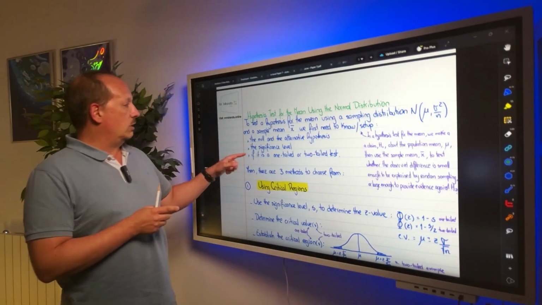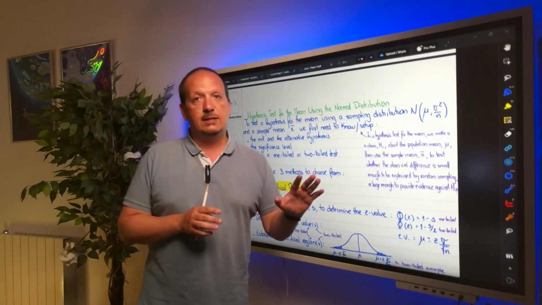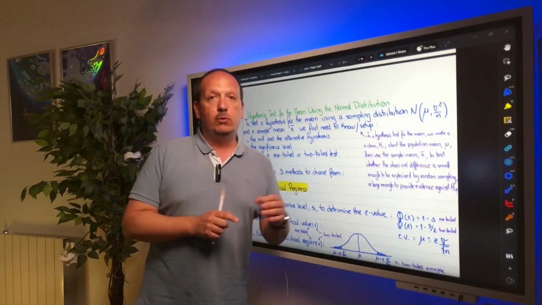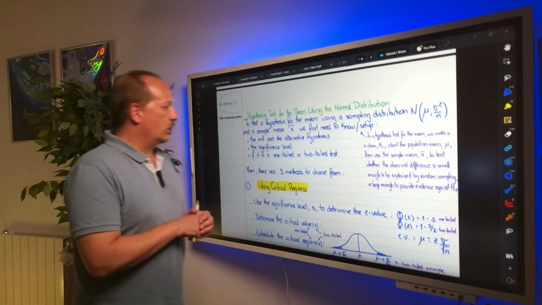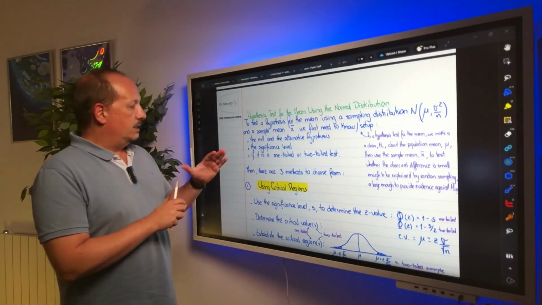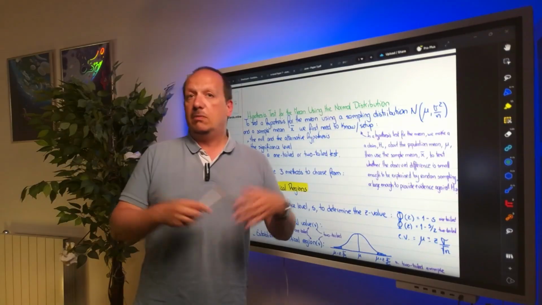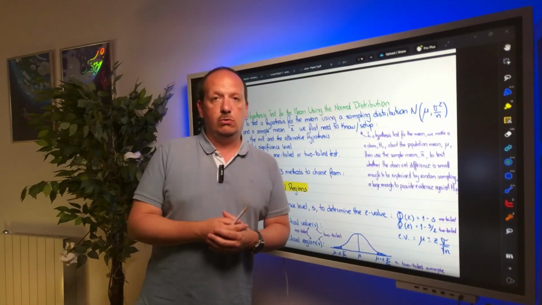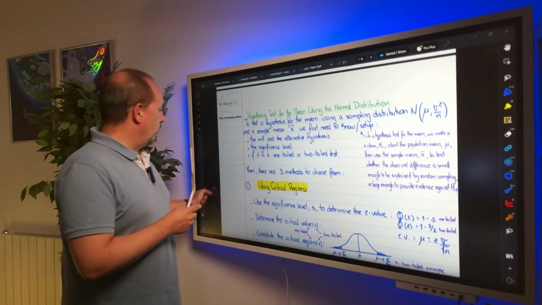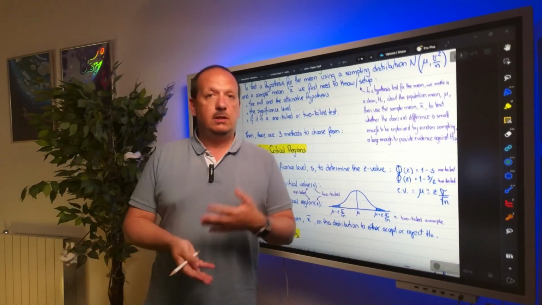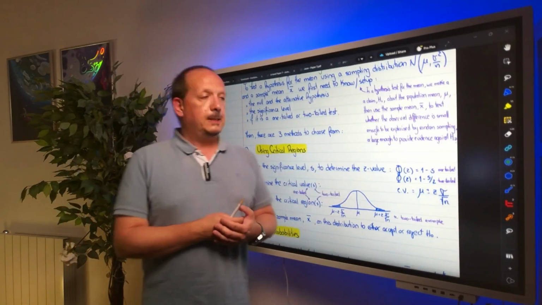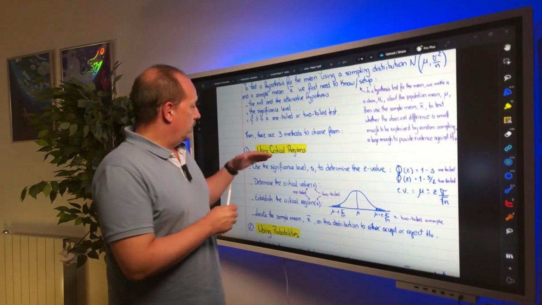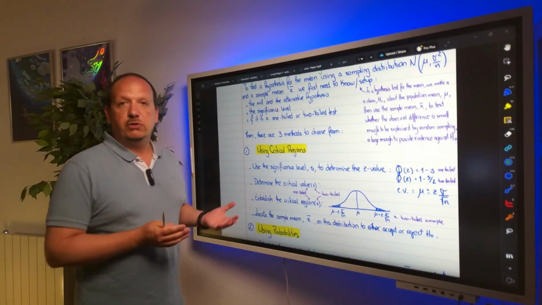And you have to look also if it is a one-tailed or two-tailed test, because this is going to influence the calculations that you are going to use. Then you have three methods to use, and you can go ahead and pick your own. I use the third one, just because it's much simpler, but you use whichever suits you best. The first one is using the critical regions, okay?